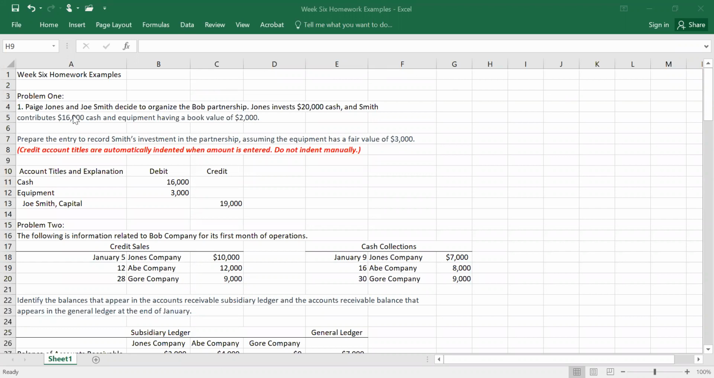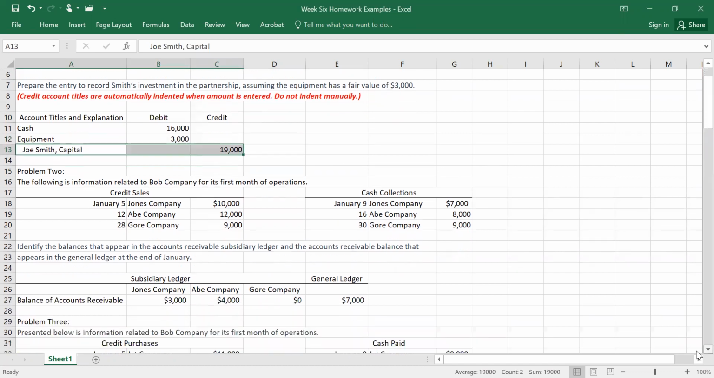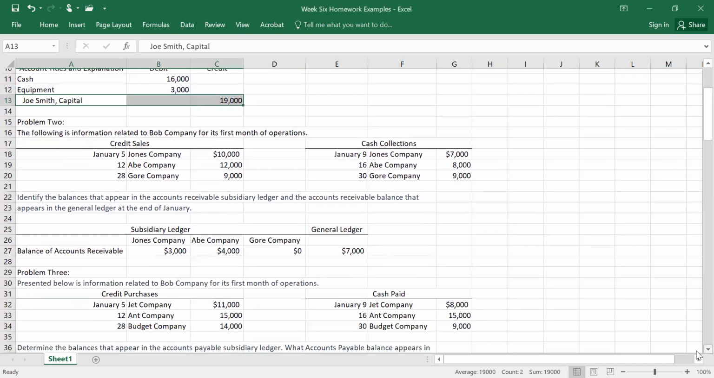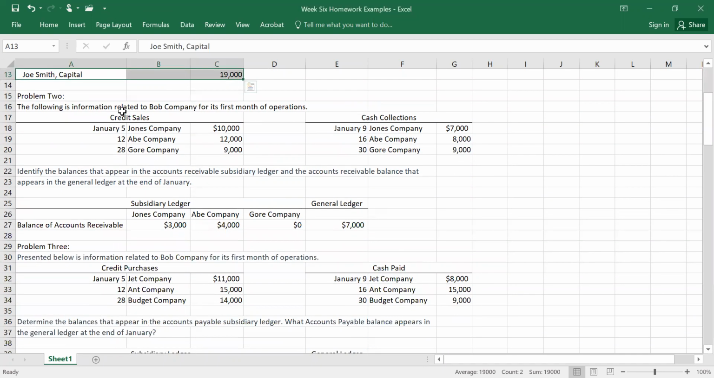So the cash that Smith is contributing is 16,000. So we're going to debit cash 16,000, and the equipment has a fair value of 3,000. So we're going to debit equipment for 3,000. We use the fair value of the equipment, and then we're going to credit the capital, Joe Smith capital, for 19,000.